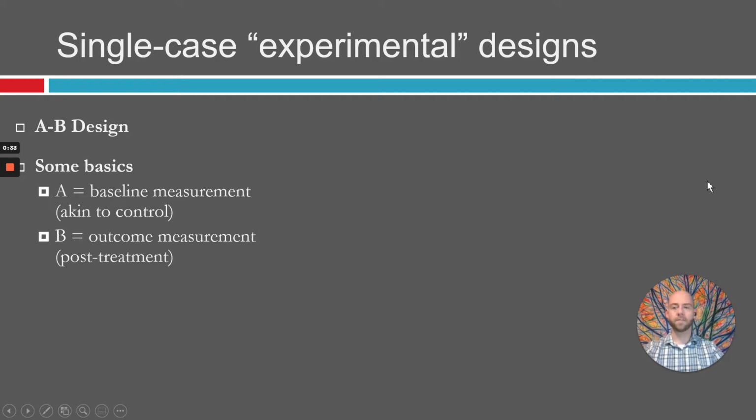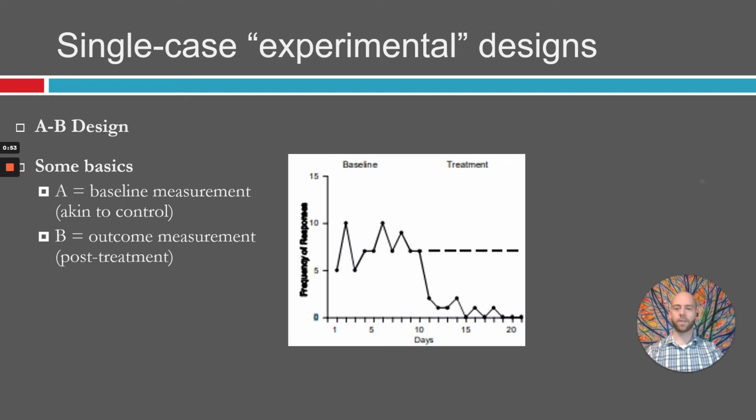The basics of this, the A-B part, comes from the A representing the baseline measurement, which is a lot like a control condition in an experiment. And the B represents the outcome measurement that comes after a treatment. So the A, control or baseline, the B, outcome or post-test in a lot of ways.